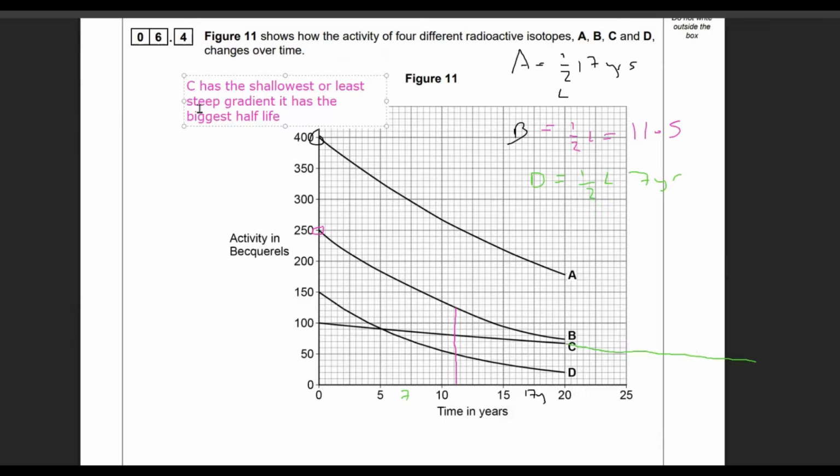So C is most stable. And then we would want to say D has the lowest half-life, is least stable. So boom, boom, boom. My order is going to be C, A, B, D. C, A, B, D. And that is going to get you all of the marks.